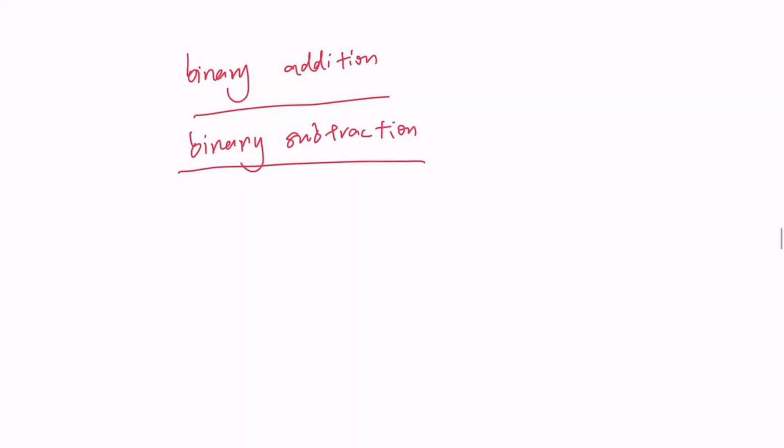In today's video, I'm going to talk about binary addition and binary subtraction. It's kind of similar to how we do it in decimal. So first, let's look at how we do the addition and subtraction for decimal numbers. Let's say we have 11 plus 12. That would be 1 plus 2 first, then we get 3, and 1 plus 1 is 2.